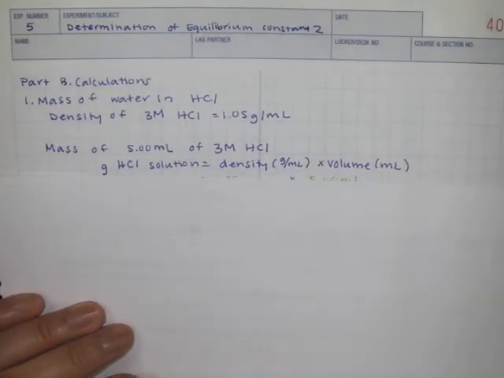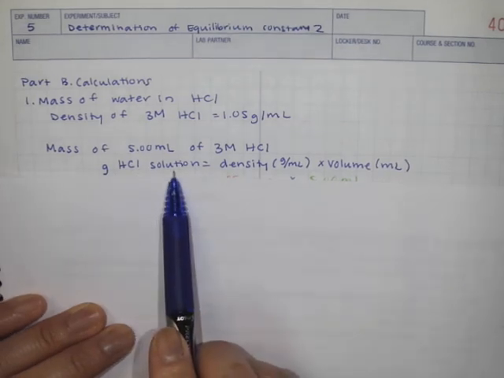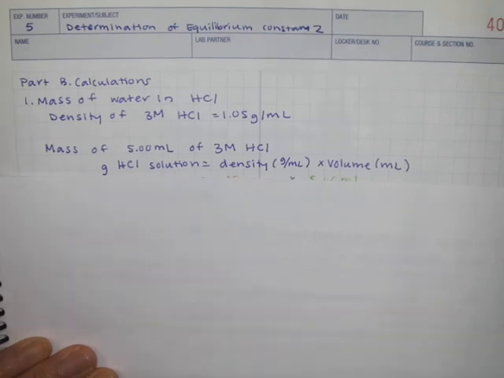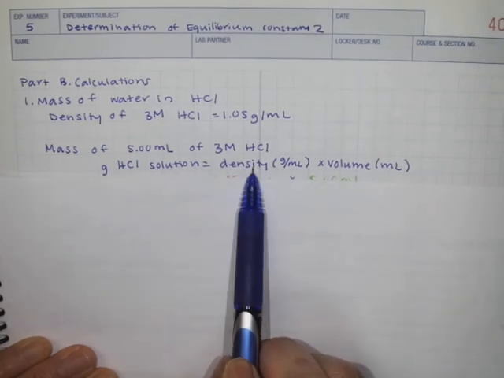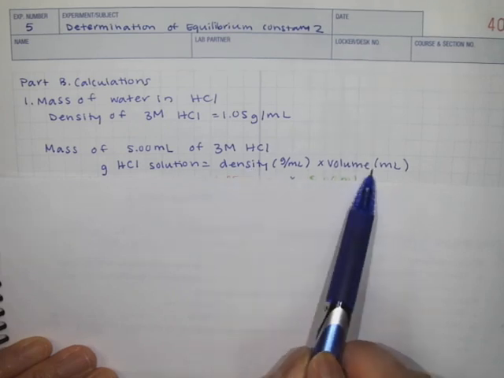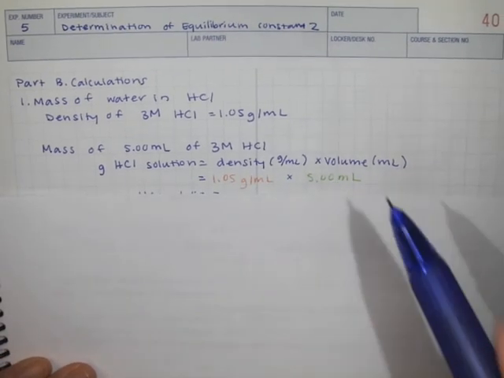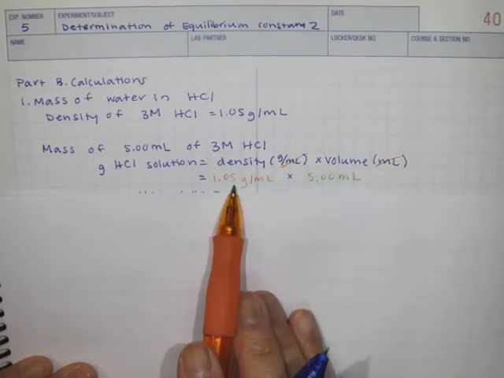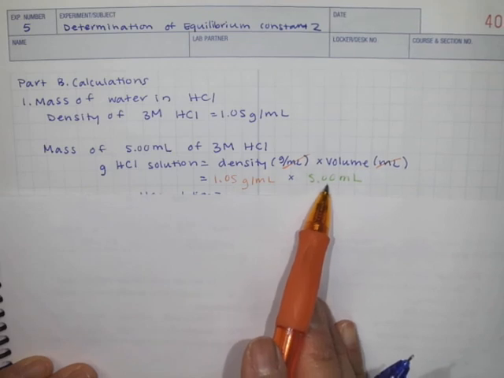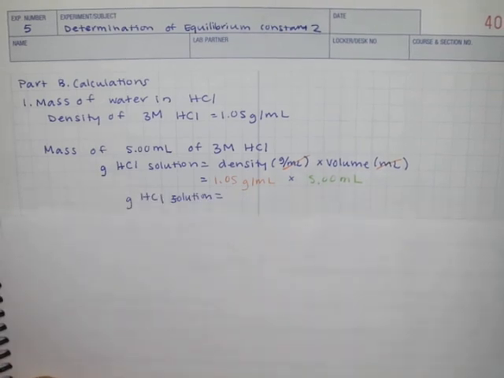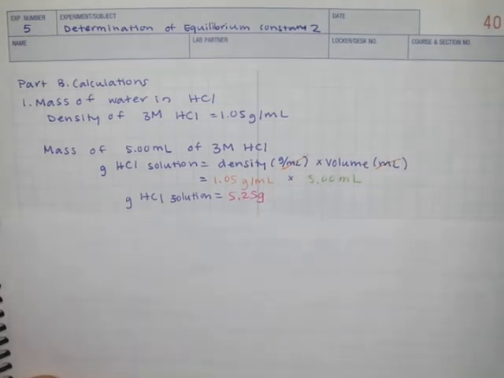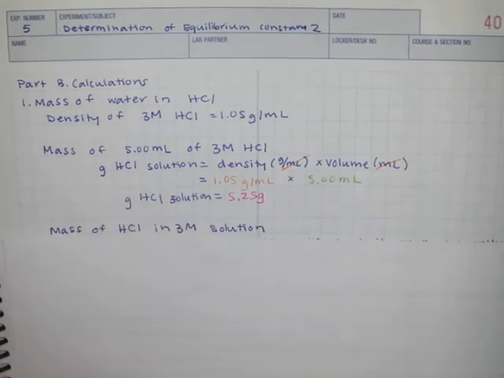To figure out grams of HCl solution, you have density, in grams per mL, times volume in milliliters. So the mL will cancel out, and you're left with grams. So 1.05 grams per mL is the density times the 5 mL that you added. So your grams of HCl solution should be 5.25 grams, and that is the mass of the solution.